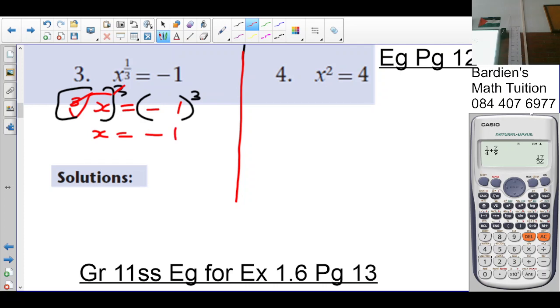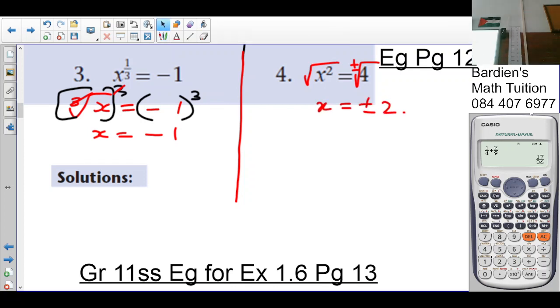Okay? I take this into account. How do I solve this one? I would square root both sides. If I introduce the square root, plus minus. So this will be x is equal to plus minus.